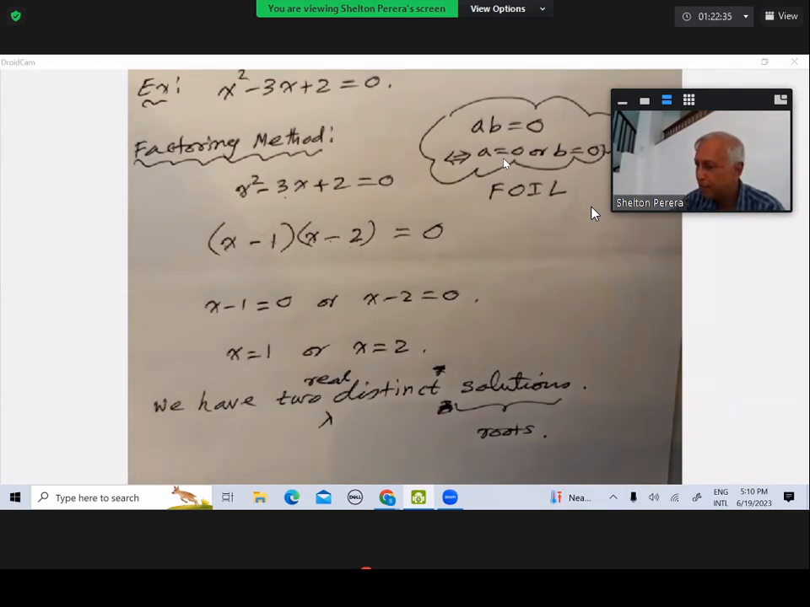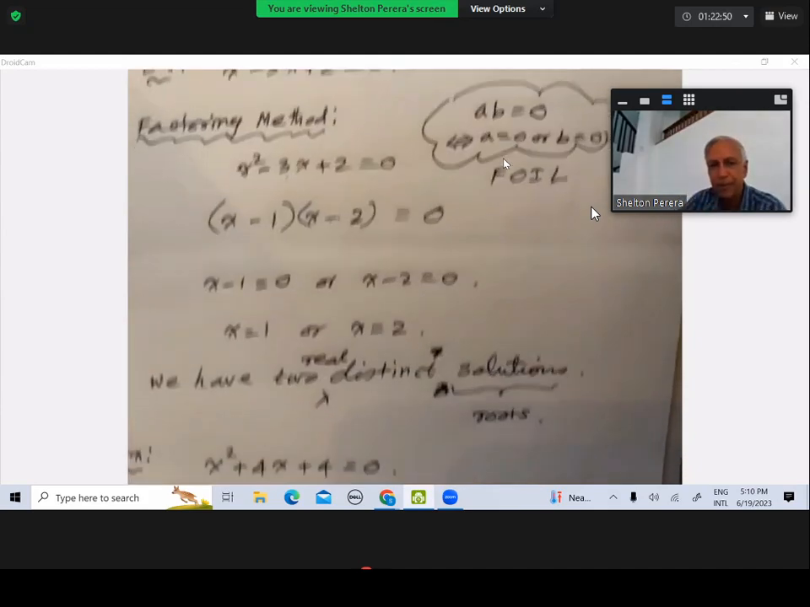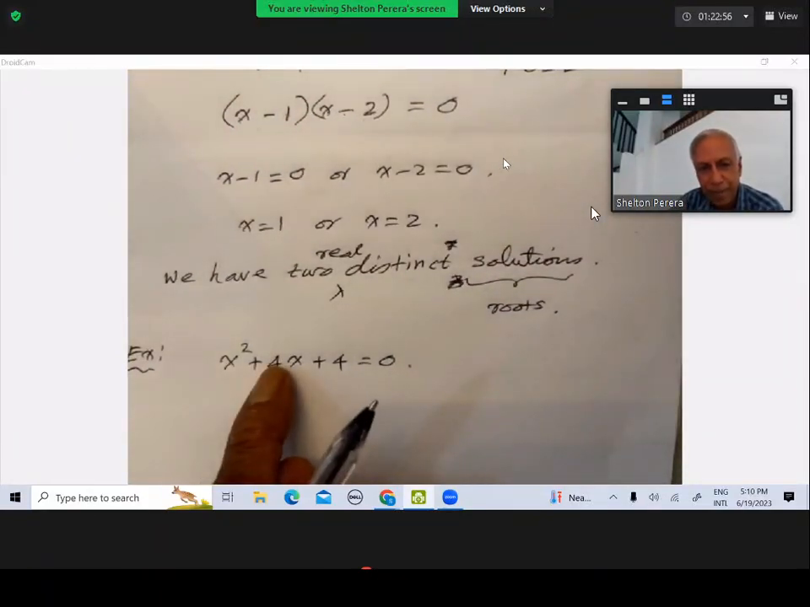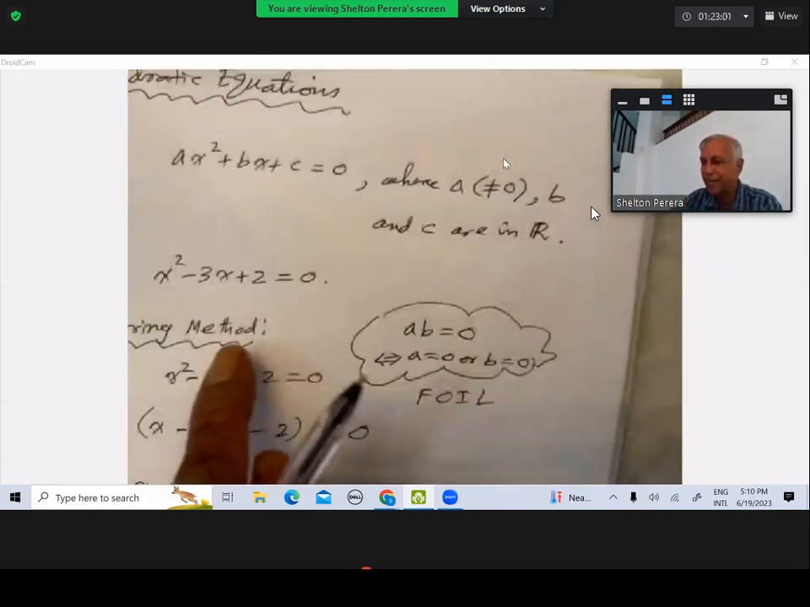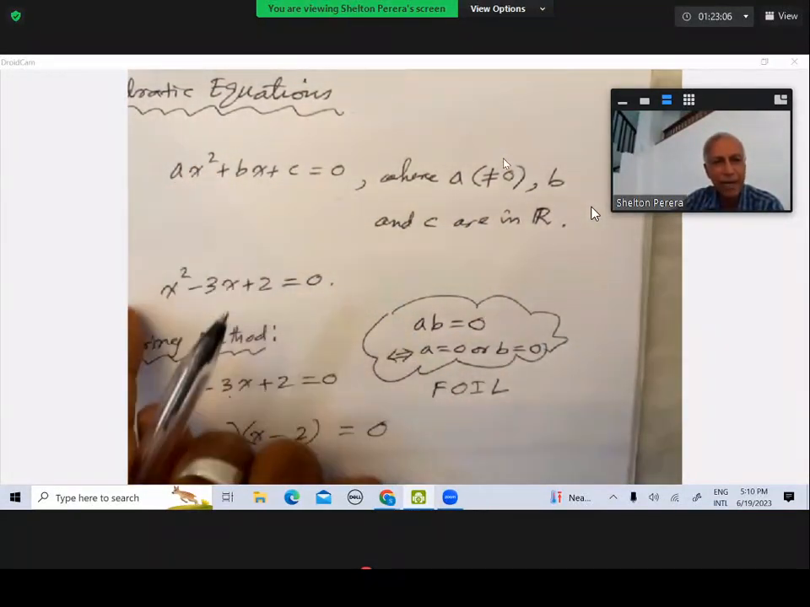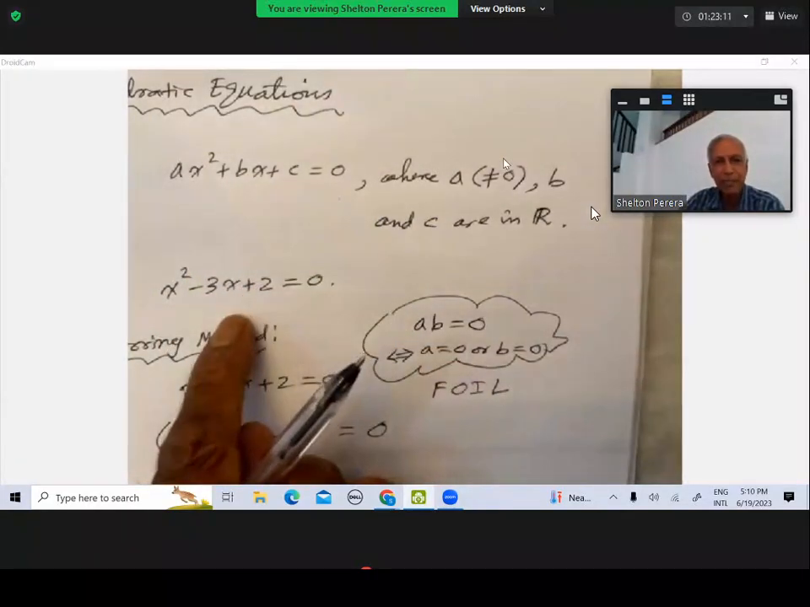Students, next example: x squared plus 4x plus 4 is equal to 0. It's a quadratic. Ax squared, a is 1, bx, b is 4, plus c. So that's a quadratic. I didn't say that here. This is a quadratic because it looks like this. A is 1, 1x squared. Minus 3 is b and c is 2.